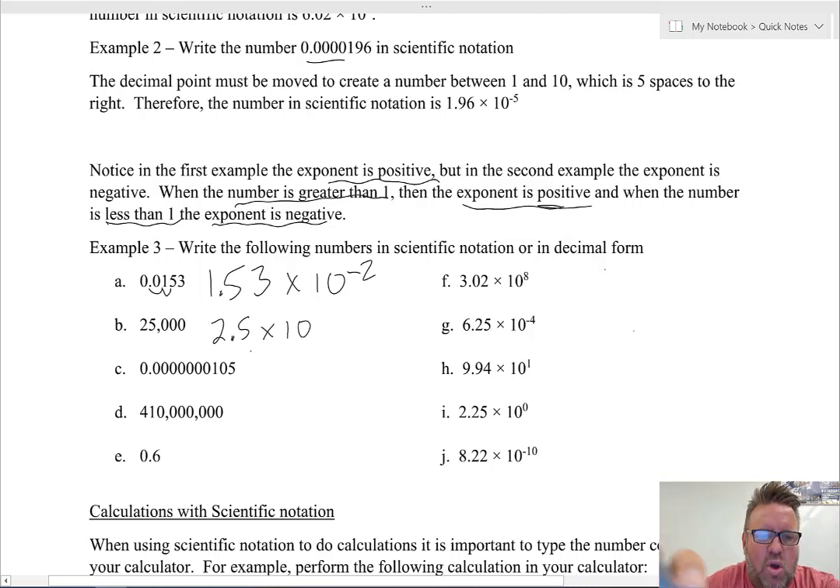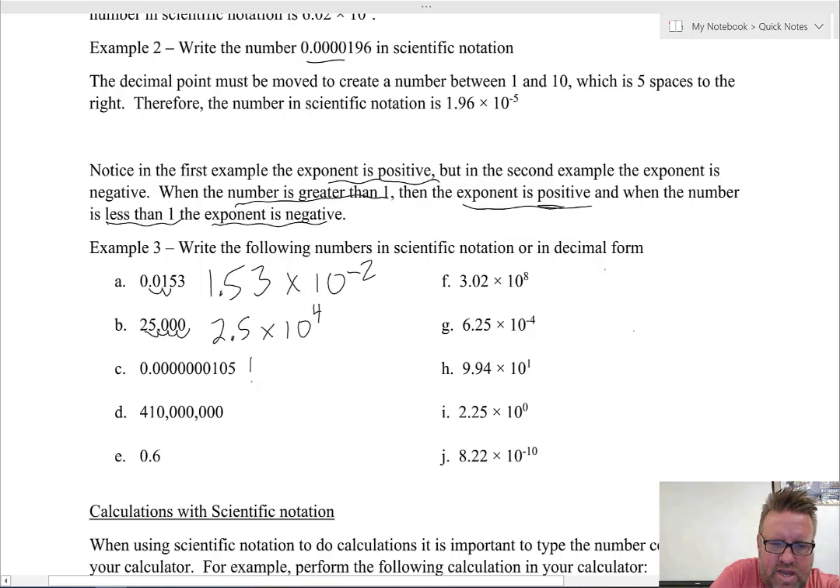And remember on whole numbers, even though we don't put the decimal point, it's at the end of the number. So I have to move that decimal point 1, 2, 3, 4 spaces. And because it's greater than 1, that's a positive 4. So 25,000 is written as 2.5 times 10 to the 4th.